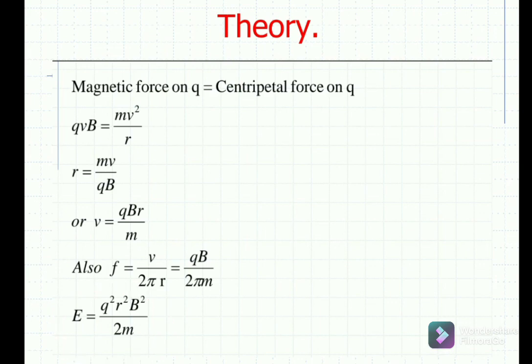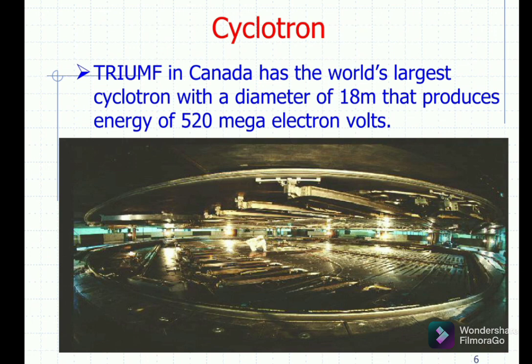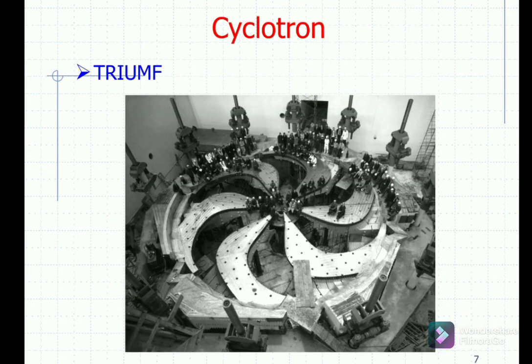Now let's move towards the world's largest cyclotron, that is in Canada Particle Accelerator Center and has a diameter of about 18 meters. It produces energy of about 520 mega electron volts.